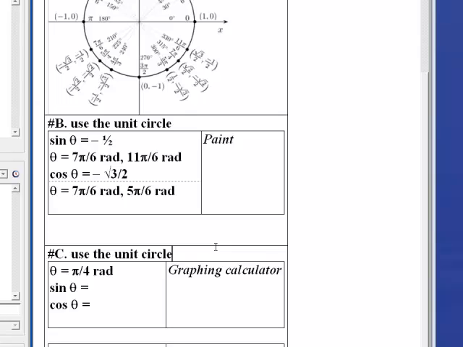So let's do it. I'm going to go over to the graphing calculator.